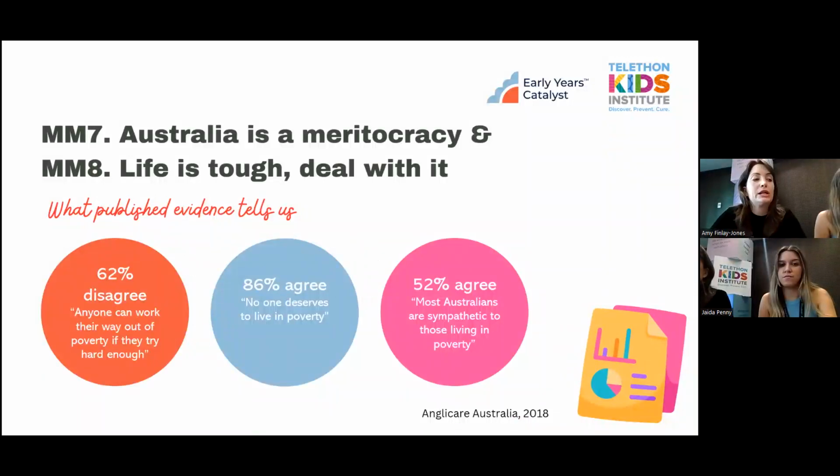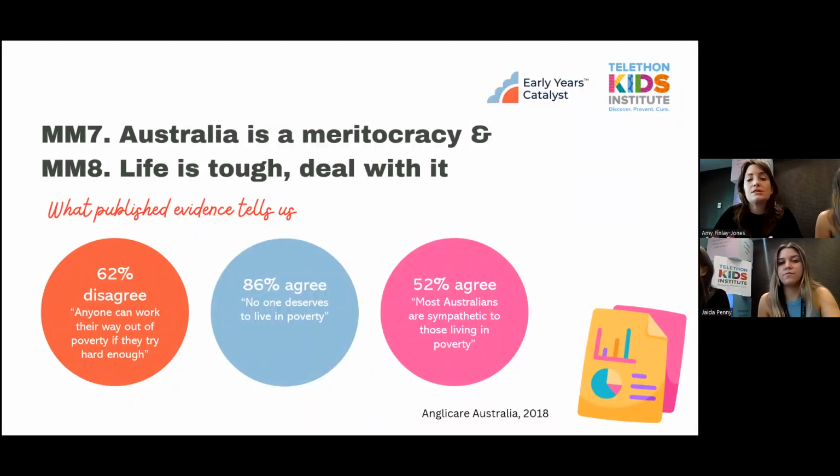This brings us to a really interesting point, because it may not be what Australians individually believe, but what they believe others believe that influences what they expect and how they behave in relation to social action on poverty. We see this reflected in some 2018 survey data from Anglicare Australia, who found that while 62% of people disagree that anyone can work their way out of poverty if they try hard enough, and 80% of people agree that no one deserves to live in poverty, only 52% of people agree that most Australians are sympathetic to those living in poverty.